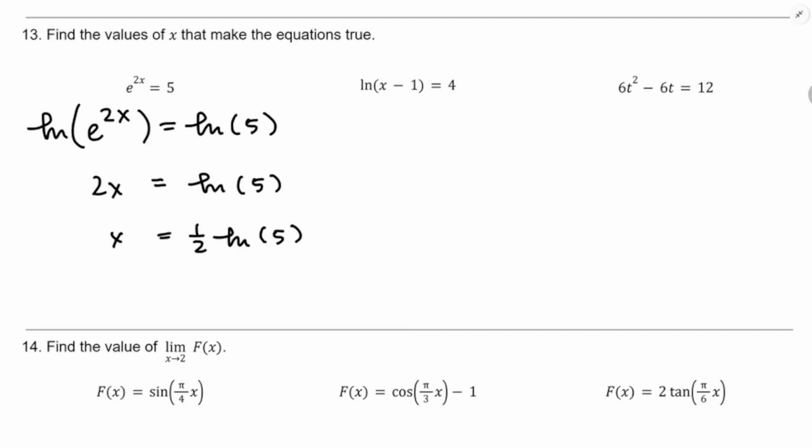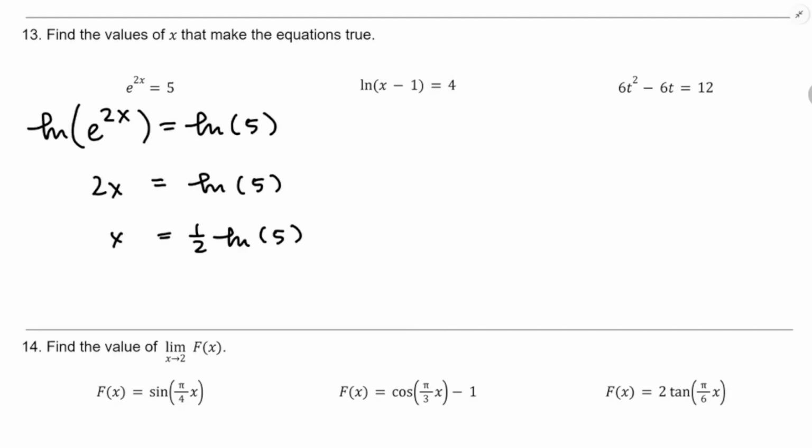I don't remember, maybe that wasn't far enough for AP Pre-Cal. Like you had to turn the 1/2 into an exponent of the 5 and call it a square root or something. We don't have to do anything with that in this class. 1/2 of the natural log of 5 is a perfectly fine answer for us.